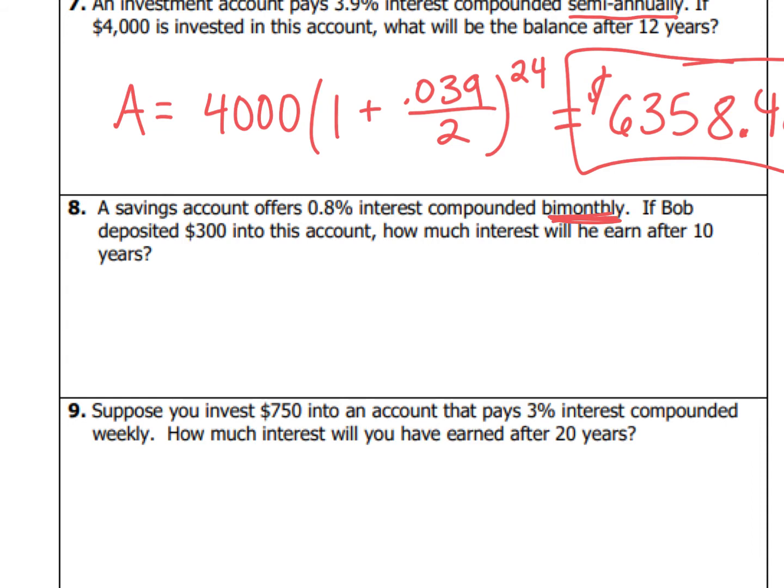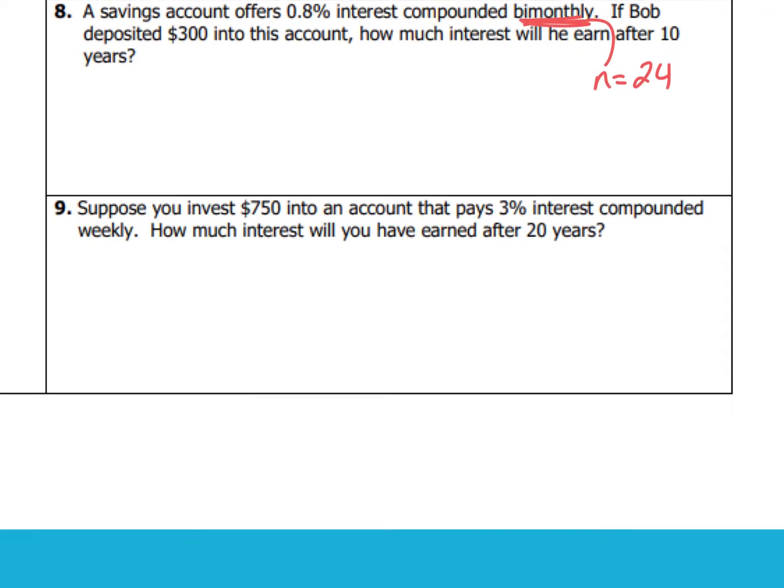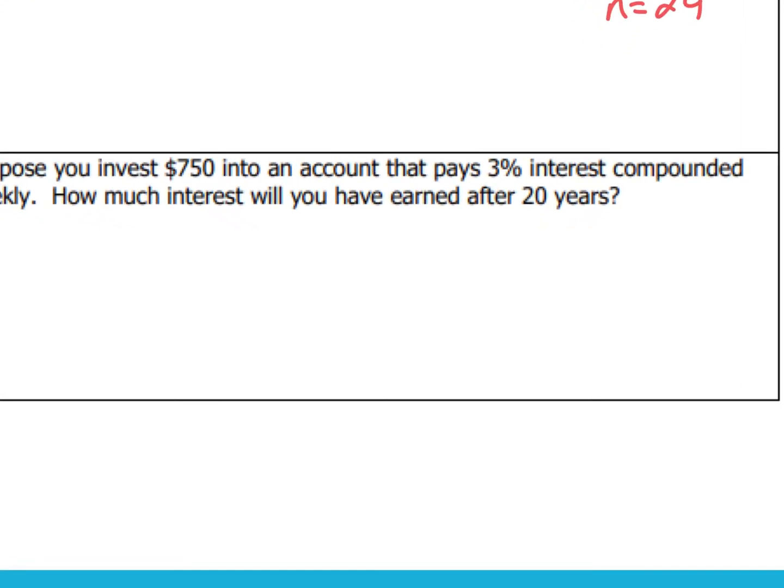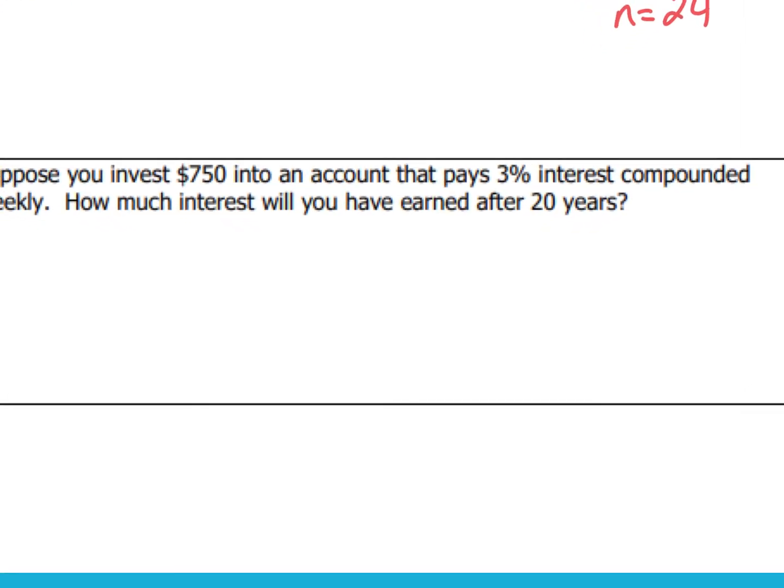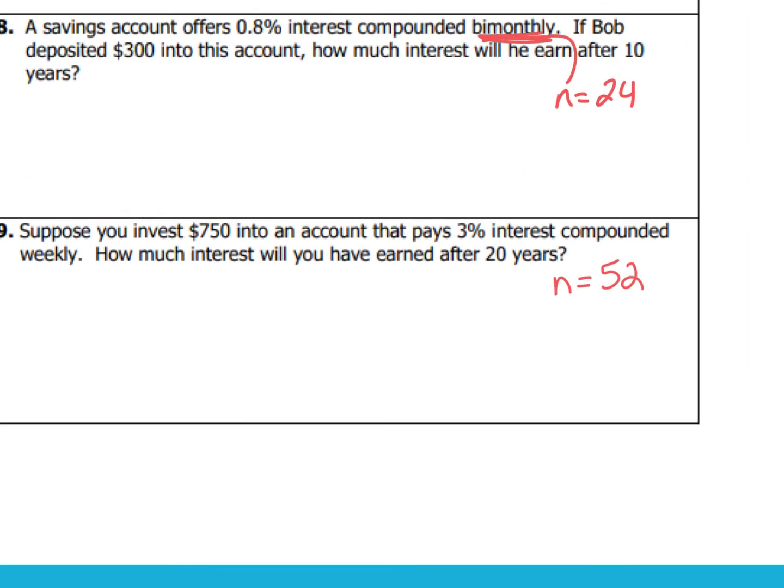There would be a little confusion on that though, because I could see how you would think it would be every other month, okay? So I don't know if that's on the test, but we'll look and see before we take that test. So bi-monthly, N would be, I'm going to call it 24, because I do think it's twice a month. And then lastly, 9. It says compounded weekly. What would N equal if it was compounded weekly? 52, because there are 52 weeks in a year.